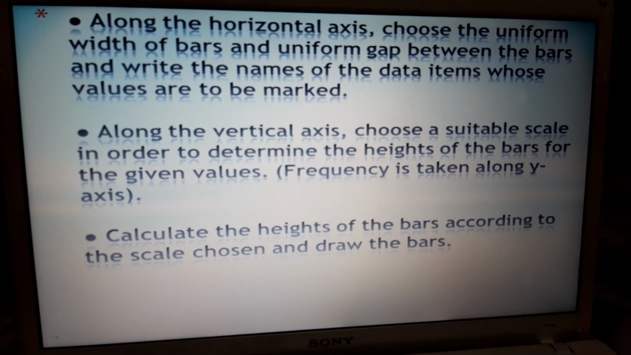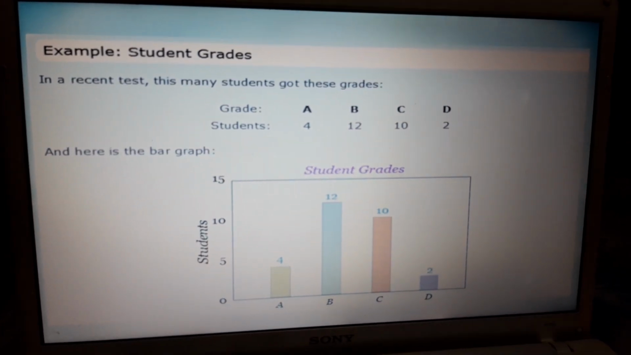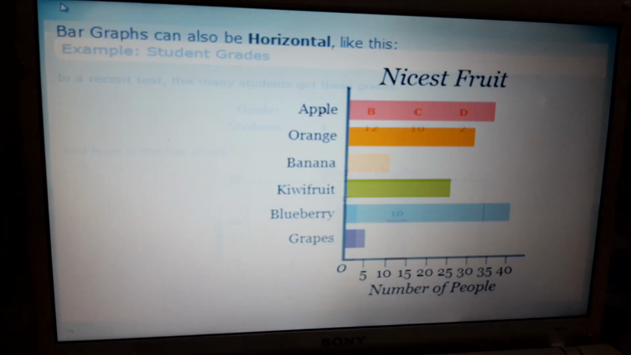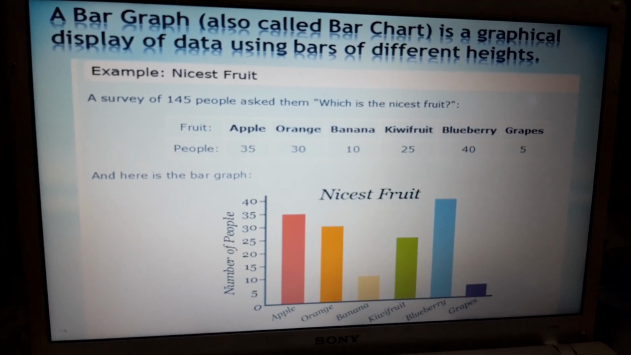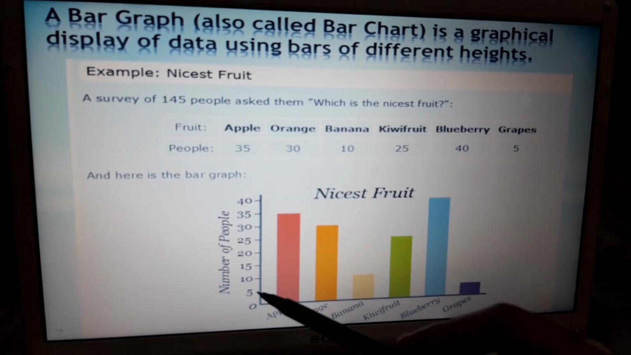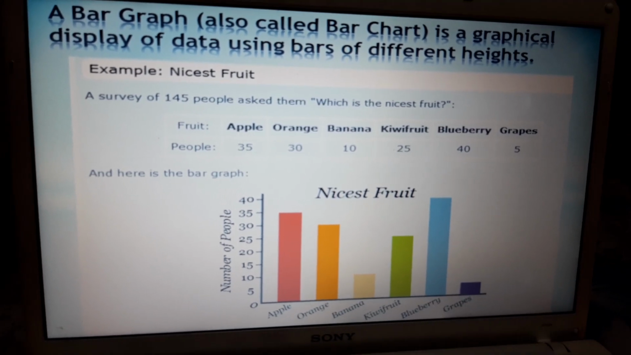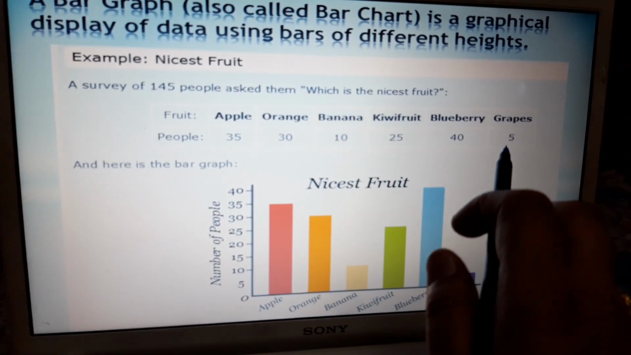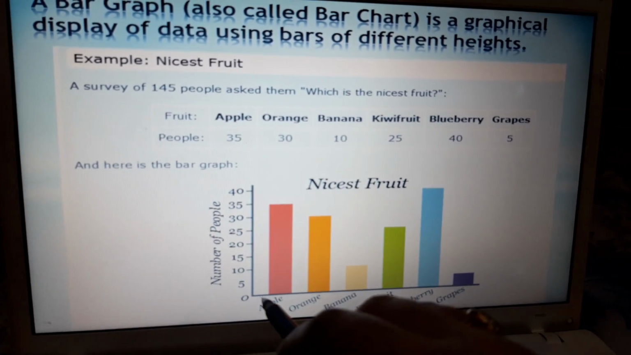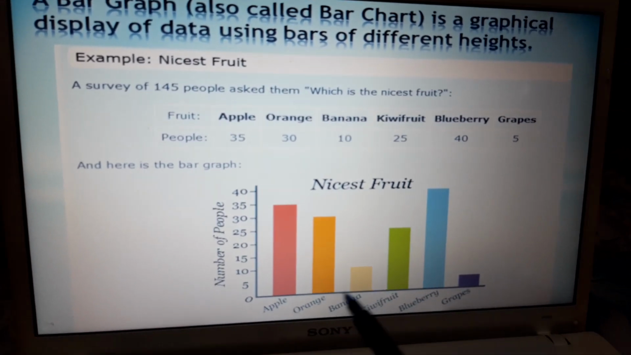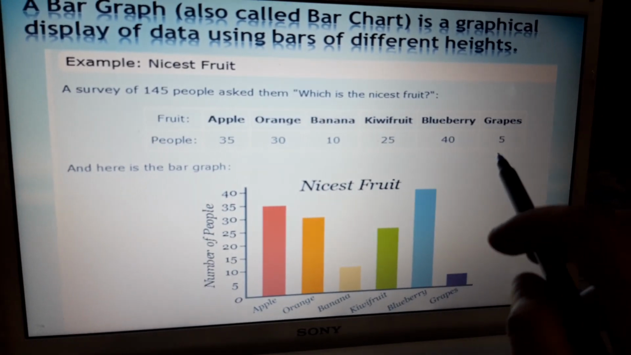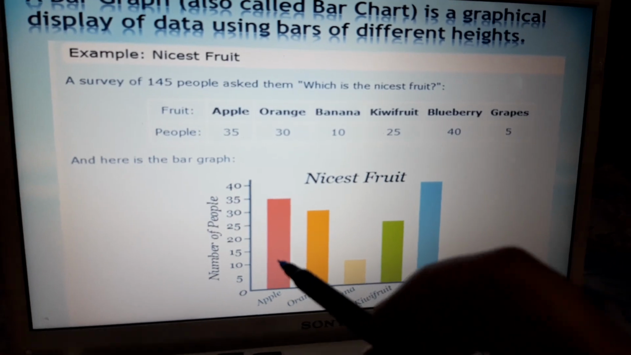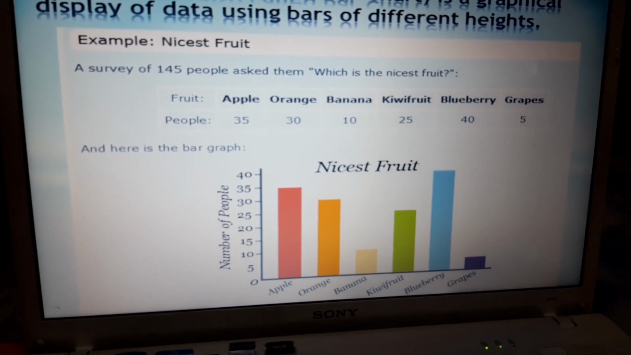Suppose here in the previous graph, the scale was 0, 5, 10, 15. So we have taken the gaps of 5. Here also we have taken the gaps of 5, 0, 5, 10, 15. So it depends upon the type of data. Here we have the minimum value 5, the maximum value is 35. So we can have the gaps of 5. If we have larger data, like the minimum value is 7 and the maximum value is 100, then we can have the gap of 10 as well. So it all depends upon the question.